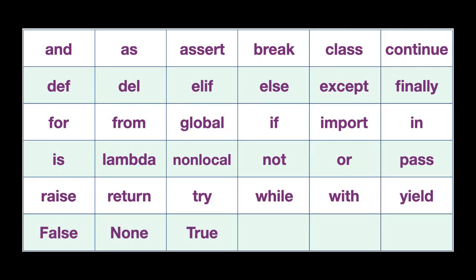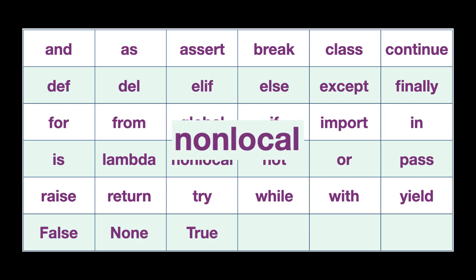There are 33 reserved words in the Python programming language. In this video, we will discuss the keyword nonlocal.